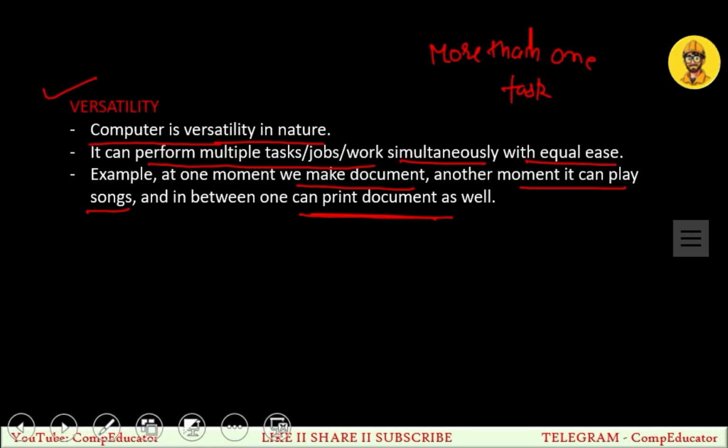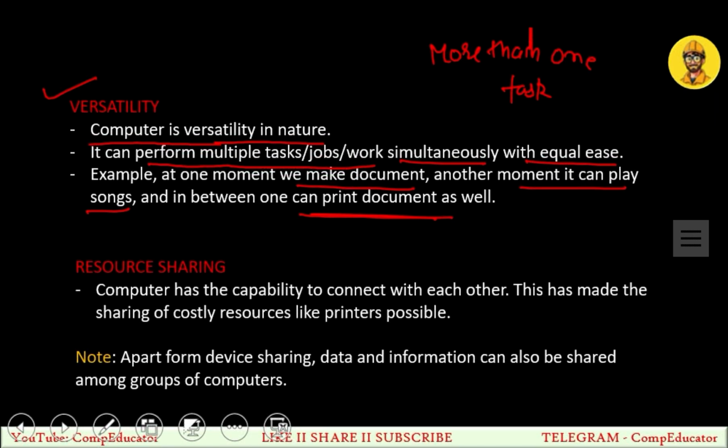Next, we discuss resource sharing. Resource sharing means that computers are capable of connecting with each other. This has made the sharing of costly resources like printers possible. The most common example that may be asked in examinations is which device or resource is most commonly shared between computers. At that time, printers may be the correct answer.